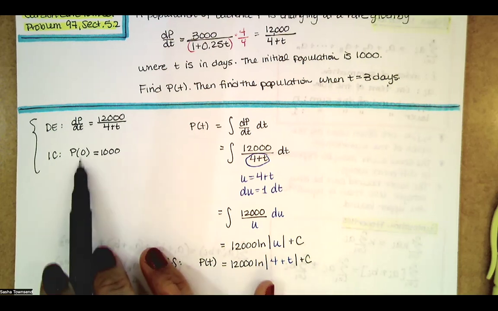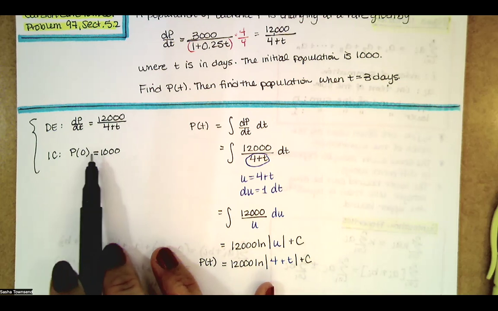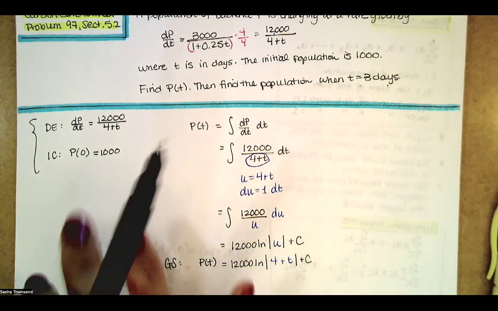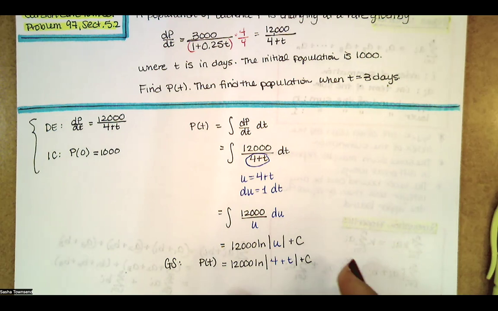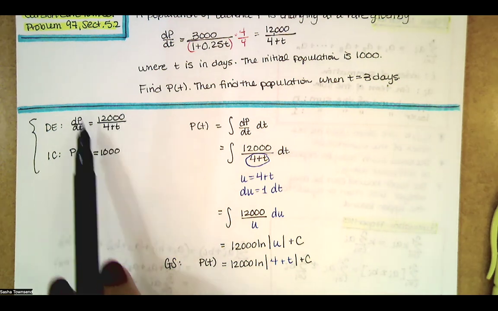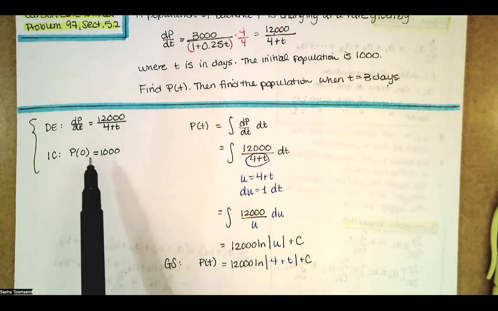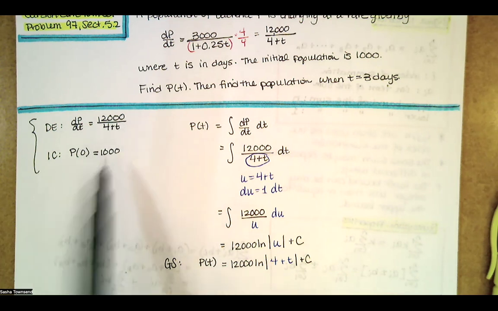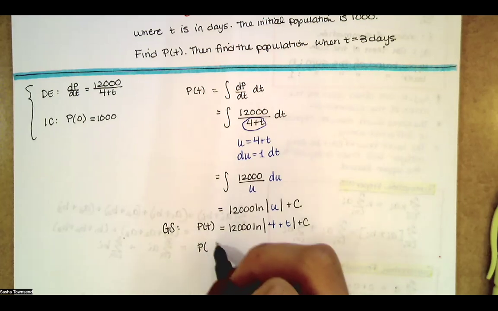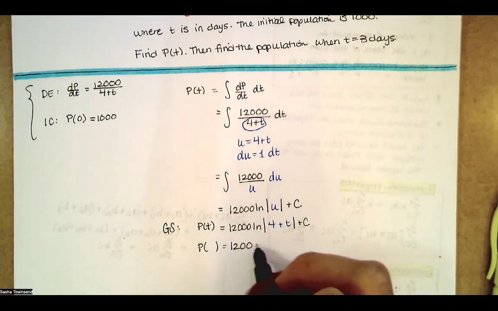And that's this information, P of 0 equals 1,000. We know that when we replace t with 0, we replace P with 1,000, we get an equation that happens to be true. With those two pieces of information, we can solve for C. And once we solve for C, we can find what's called the particular solution. That is the function P of t that has this function as its slope and passes through the point t equals 0, P equals 1,000. So we can do that by substituting t equals 0 into this function.